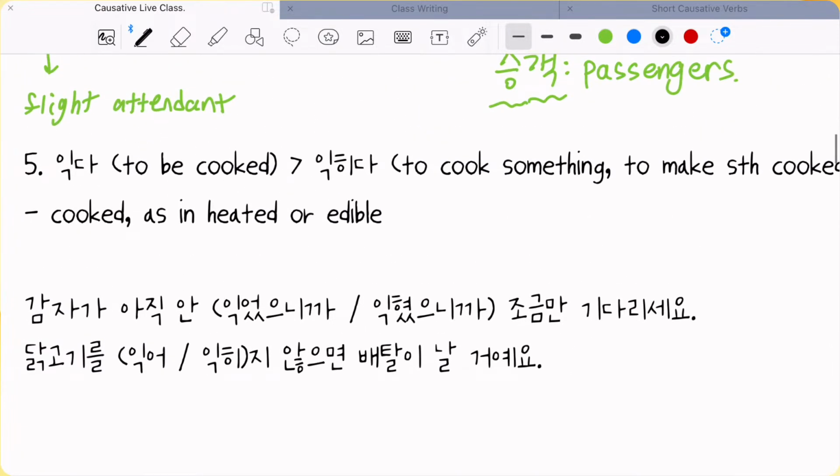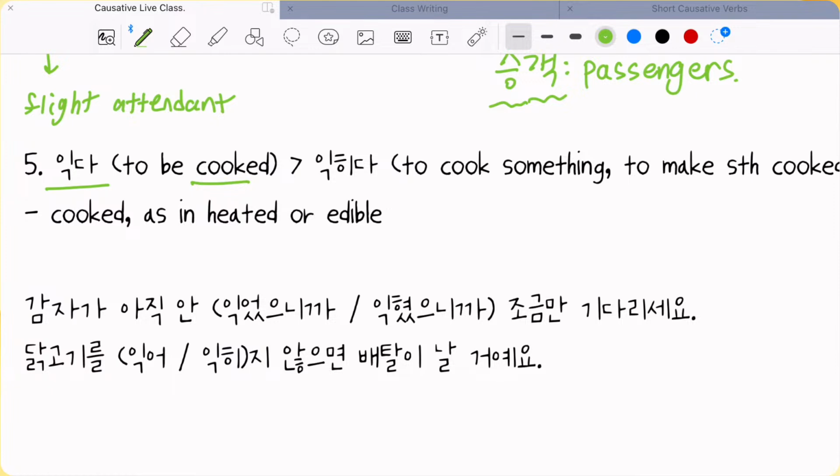익다 and 익히다. So 익다 means to be cooked, and what it means by cook here is to heat something. To heat something to make it edible. So it means cooked as in edible. So some food, if you don't cook it, it's inedible, right? For example, some of the meat, right? And also some vegetables, if you just eat it raw, then it makes you sick. So 익다 means cooked as in to have it heated and then make it edible, that kind of cooking.